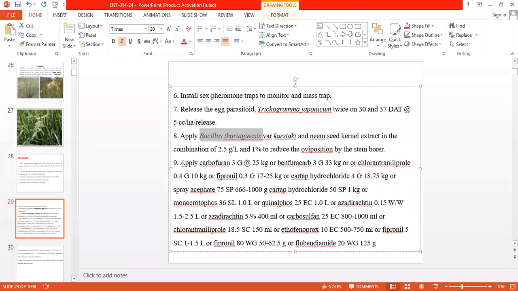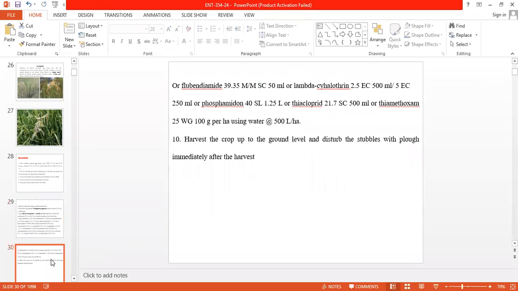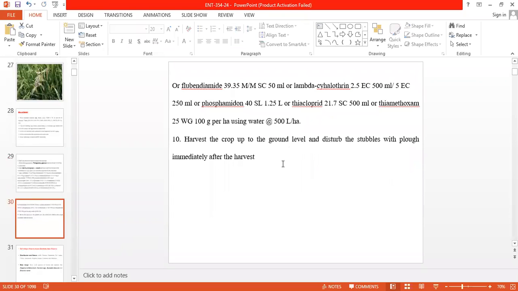Then application of various chemicals in a spray formulation: acephate, cartap hydrochloride, monocrotophos, quinalphos, azadirachtin, carbosulfan, chlorantraniliprole, ethofenprox, fipronil, flubendiamide. So these are the liquid formulations of the chemicals also effective against yellow stem borer. Flubendiamide, lambda-cyhalothrin, phosphamidon, thiacloprid, thiamethoxam. These are the effective chemicals.